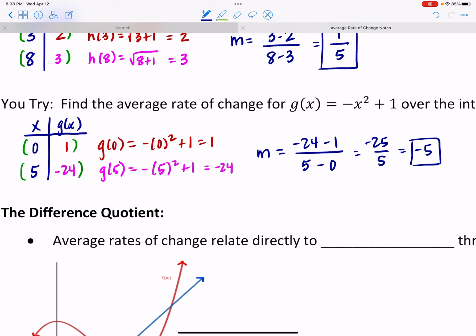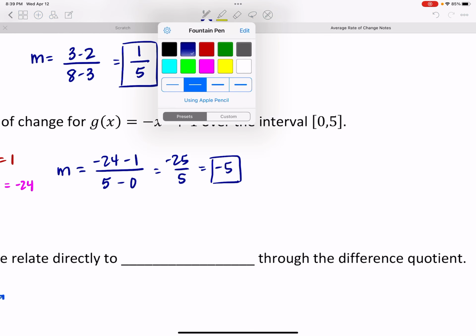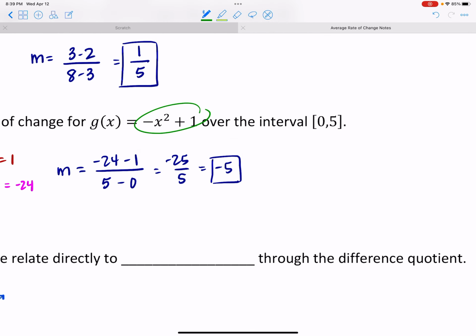And I'm hoping that makes sense as well. Visualize what this graph looks like. That's a parabola. It's reflected over the x-axis and shifted up 1. So the graph looks something like this. Over the interval from 0 to 5, this graph is definitely decreasing pretty quickly. So a -5 should be making sense. It's pretty reasonable, if you ask me. Of course, in my skewed math teacher opinion, right?